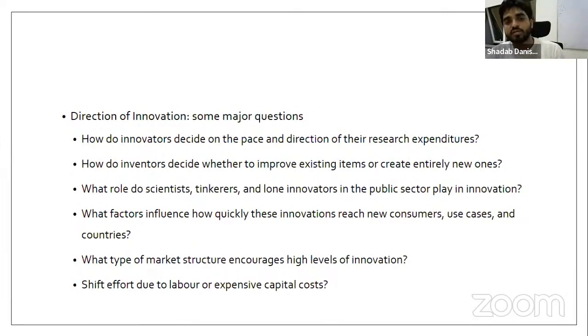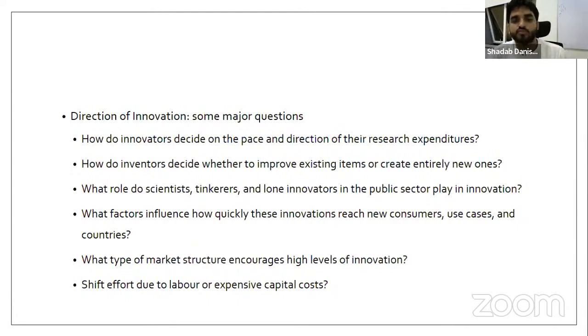So that can also be like taking about 20 innovative products and their life, how much time it takes to spill over or to reach other countries or other regions. And what are the factors that make a technology move faster or slower? These are the questions which I feel are very important when it comes to understanding innovation.